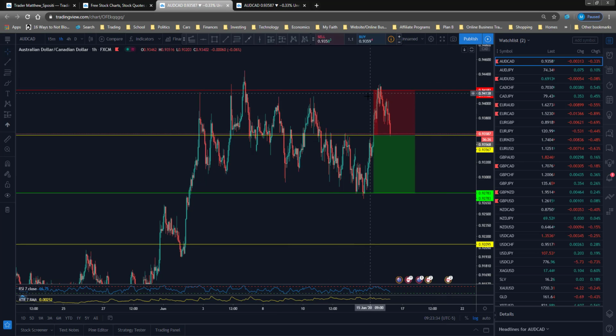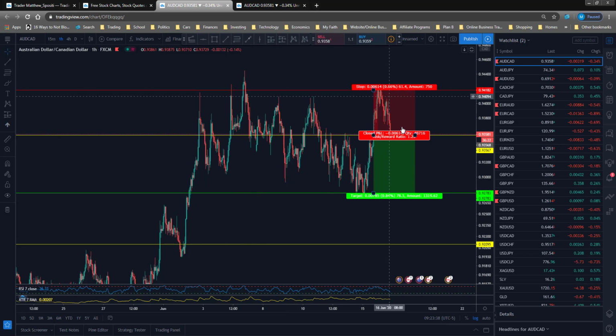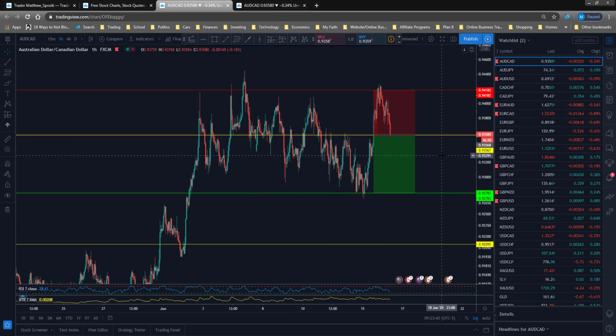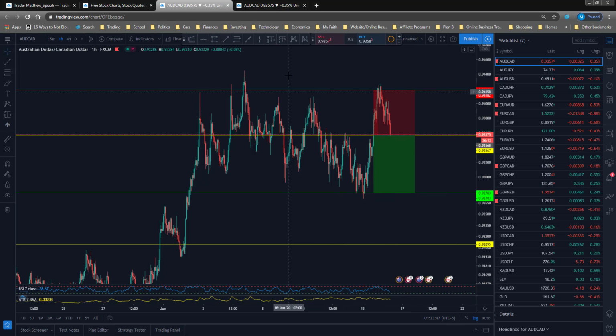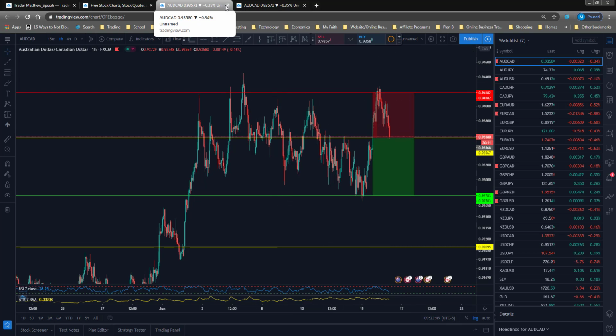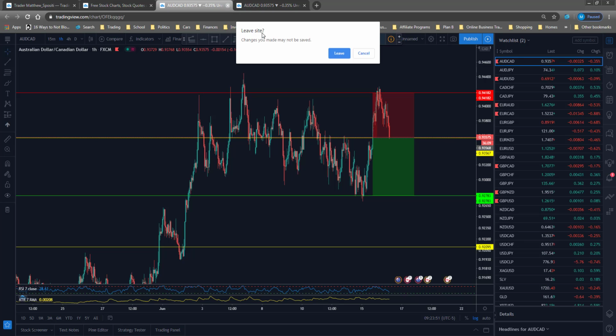This indicates to me, because we broke structure to the upside, we didn't break structure up here, but this does indicate that more than likely we're going to rally, and we're going to continue higher. That is what this looks like to me, but again, time will tell.